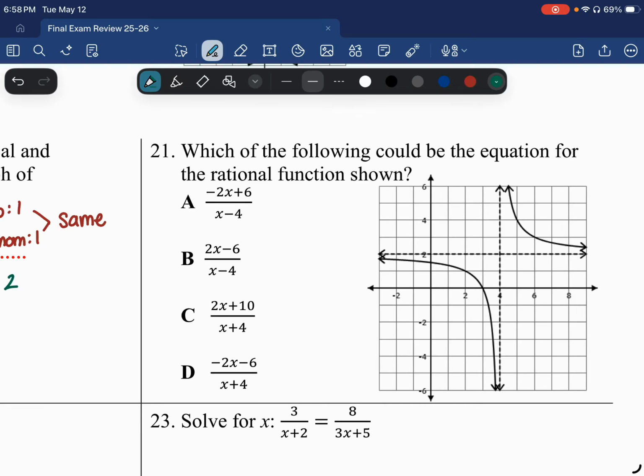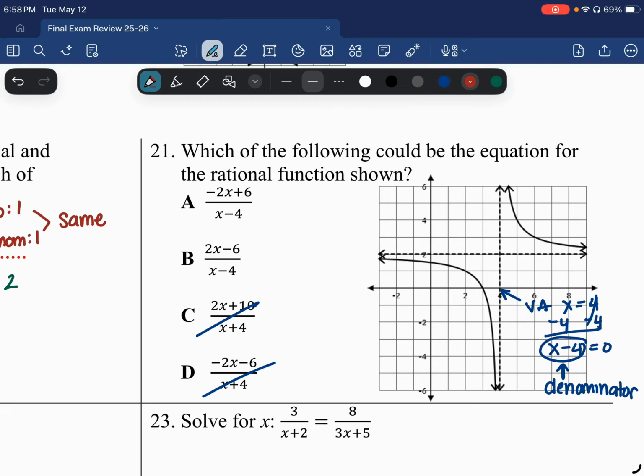21. Which of the following could be the equation for the rational function shown? So this is basically going backwards from what we just did. We're going to start with the vertical asymptote. So in this case, the vertical asymptote is x equals 4. So if we were to unsolve this, that means you would have x minus 4 in the denominator, which would leave us to get rid of C and D.